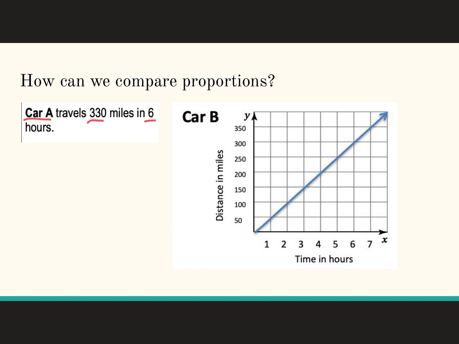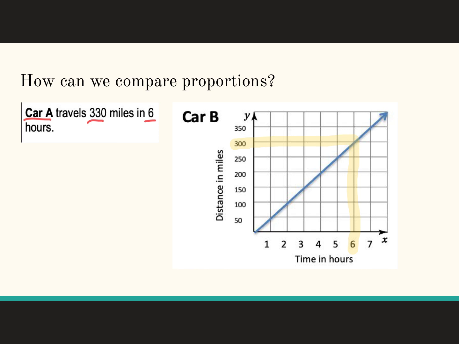Well, the first thing I can do to compare them is say, okay, how far did car B travel in 6 hours? So I come here to 6 hours, and I just go up. And I can see that car B traveled 300 miles. Let me go ahead and highlight this. So in 6 hours, car B traveled 300 miles.